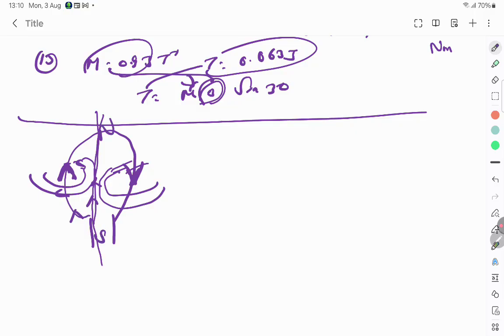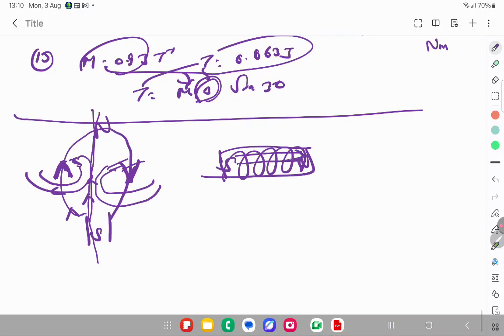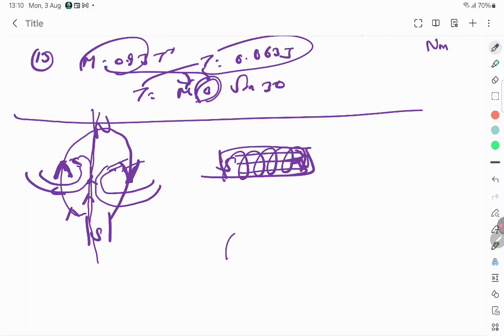A coil itself behaves like a bar magnet. Similarly, a solenoid also will behave like a bar magnet, with a north pole here and a south pole here and a uniform magnetic field. So if they ask you to draw the magnetic field of a solenoid, just imagine this to be the north pole and this the south pole.